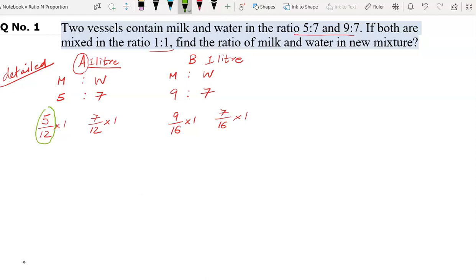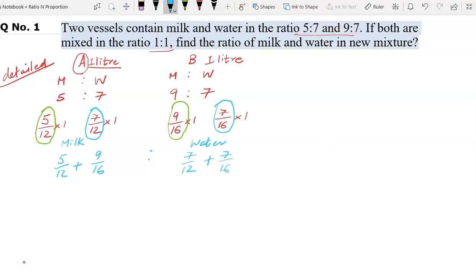This is milk in vessel A and this is milk in vessel B. So let's add. This is milk. Milk will be 5/12 plus 9/16. And water will be how much? Now water is 7/12 in vessel A plus water is how much in vessel B? 7/16.